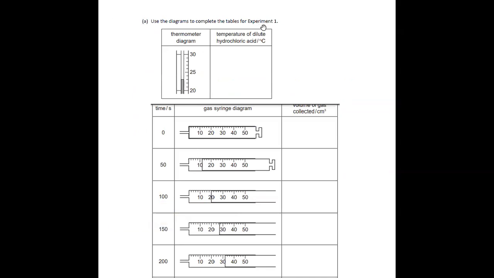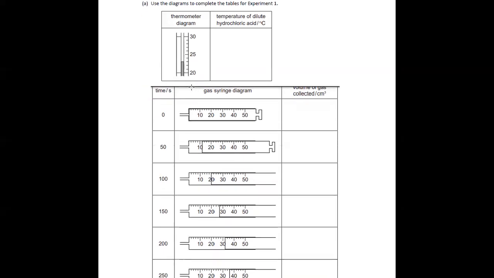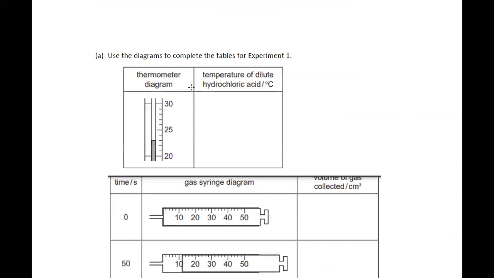Use the diagrams to complete the tables for experiment 1. Let's go ahead and calculate. First of all, this is the thermometer in front of you. You have to read your thermometer. If I read the thermometer, what do you think is the reading over here? What's the reading on the thermometer? 22? 23? 23, yes, Celsius.